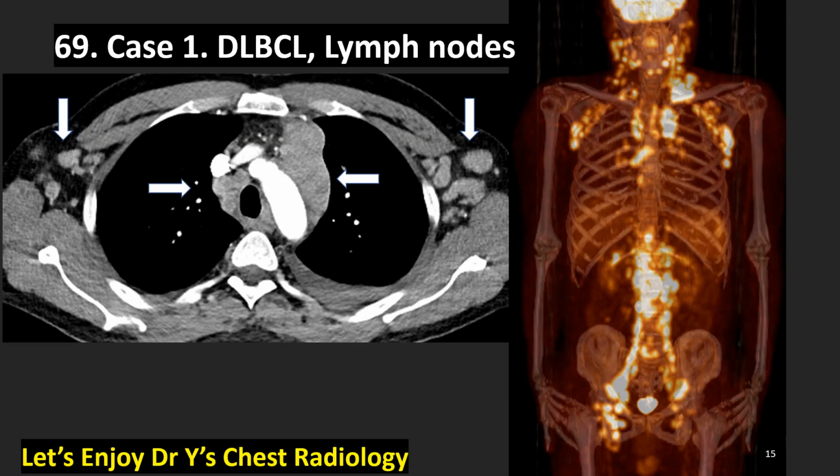Axial contrast CT shows us bilateral mediastinal and bilateral axillary lymph node enlargement with bilateral pleural effusion. On the right side, the PET-CT MIP image shows where normally the lymph node chains are distributed: bilateral neck, axilla, mediastinum, abdominal, paravertebral, pelvic, inguinal lymph node chains are all showing hot uptakes. This is diffuse large B-cell lymphoma.